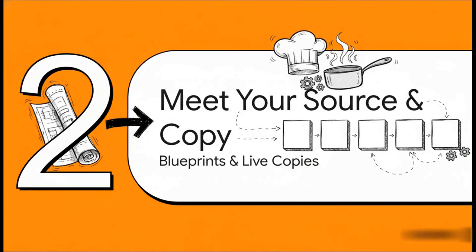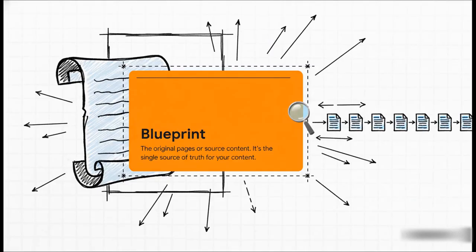All right, so how does MSM actually solve this? What's the secret sauce? Well, it all boils down to two key ideas: blueprints and live copies. My favorite analogy is to think of it like a master recipe. You perfect it once, and then you hand out copies to all your other chefs. They get the perfect base, but they can still add their own local spice later on. So let's start with the first piece of the puzzle, the blueprint.